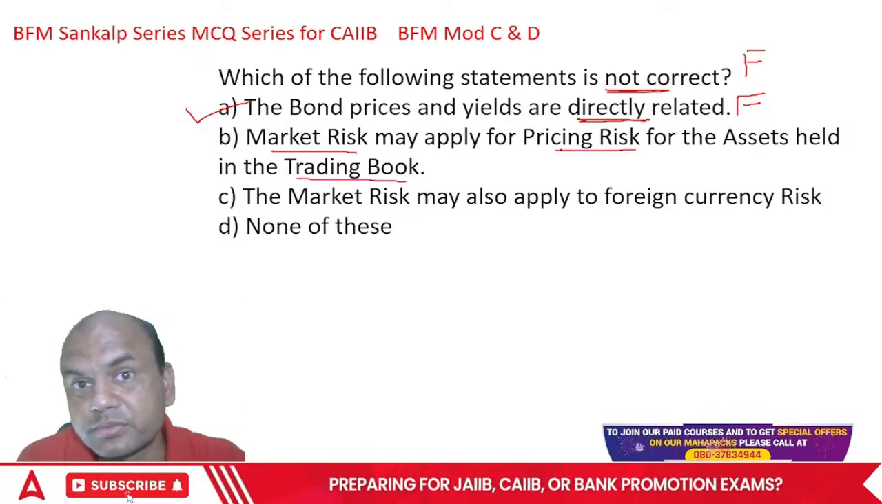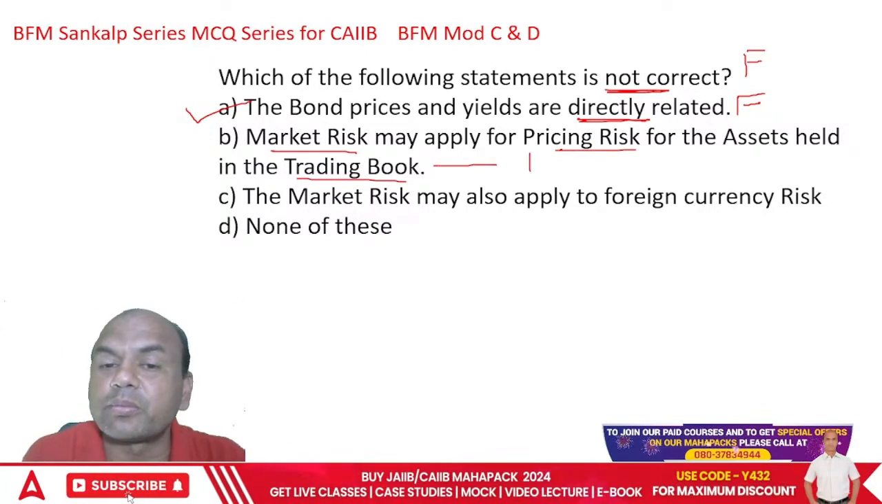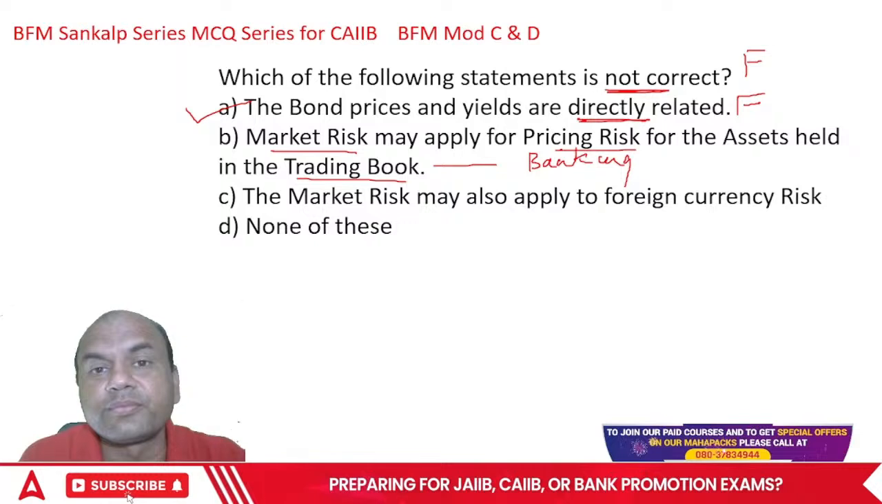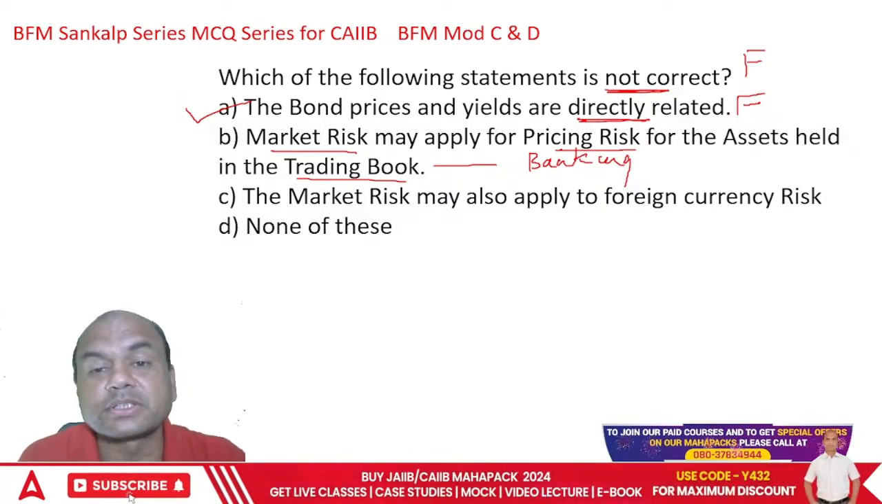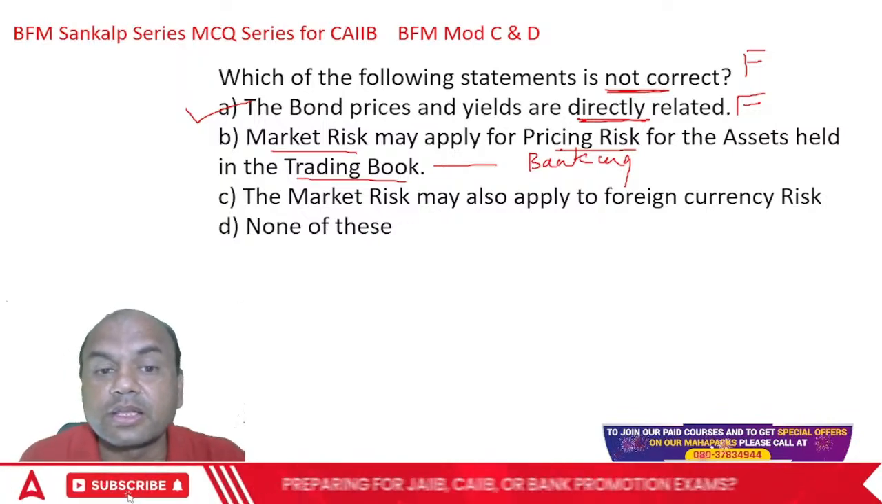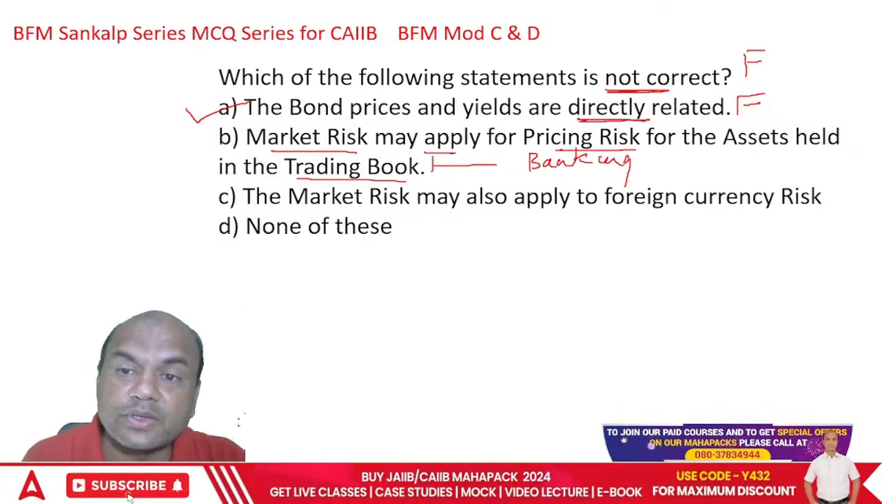Why is that true? There are two books in banking. Always remember, trading and the second book is what? Banking book. Here the assets or the bonds are held up to the maturity. This is for statutory purposes, CRR, SLR, and the trading book is for proprietary, means buying and selling, earning profit. So that is true, so that's why this is not the answer. We want a false one.